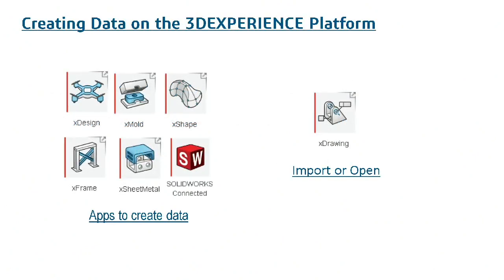So, what do we use to create data on the platform from a SolidWorks perspective? We have X Design, Mold, Shape, Frame, Sheet Metal, and of course SolidWorks Connected. And then we have our X Drawing, which actually takes in data from those, and then we can annotate on them. So these are the major players in how we create data today.